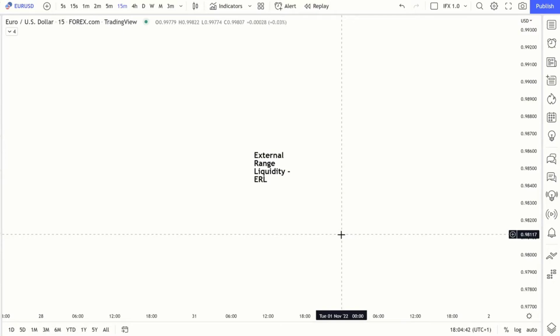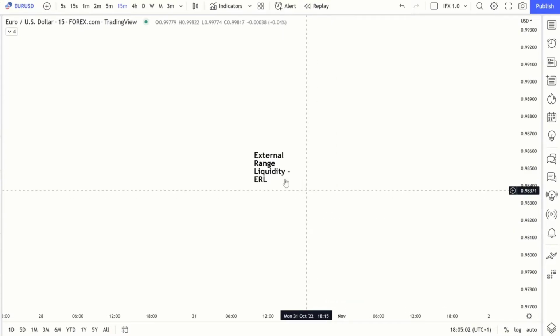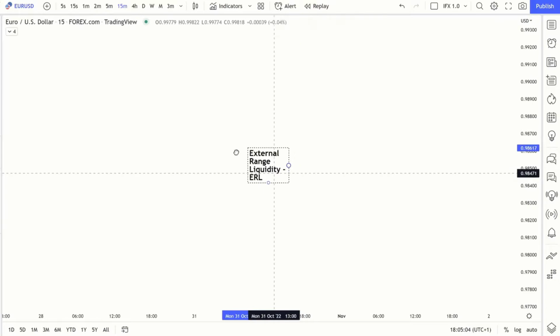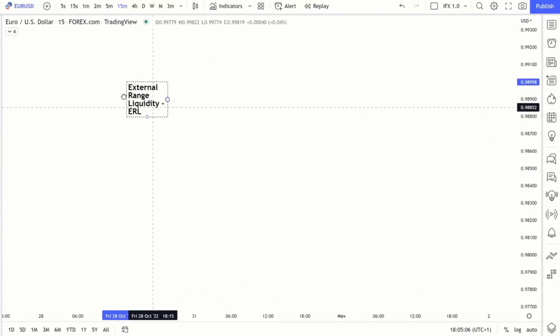Now, another quick little video on external range liquidity. I did do a video on this before. The question was then, what if you miss this? What if you miss this? So make sure you watch that video for this to make more sense. It's essentially using liquidity sweeps and continuations.